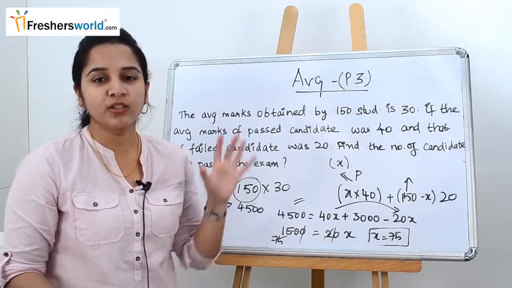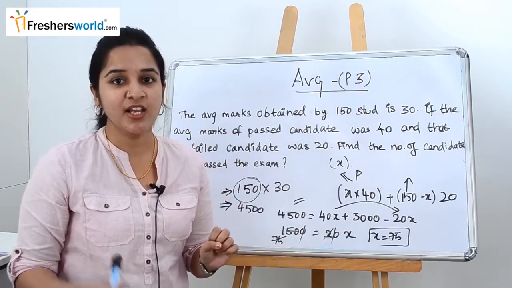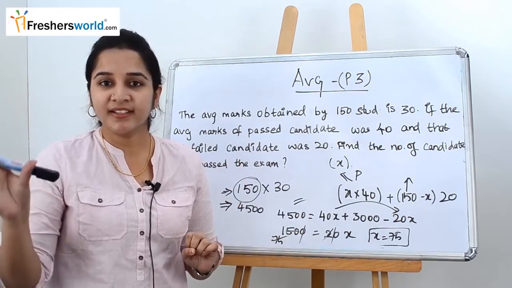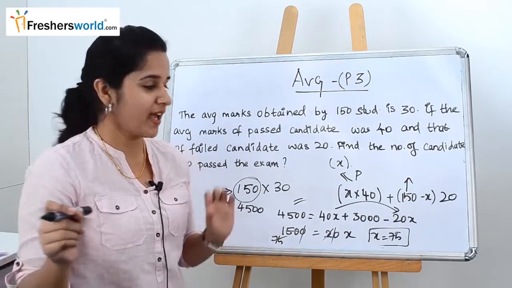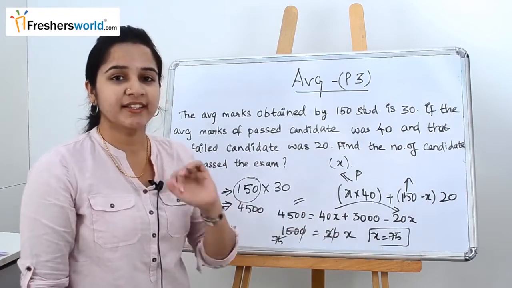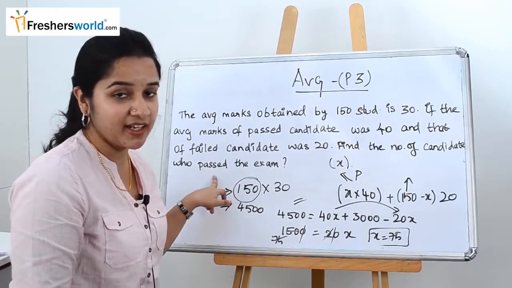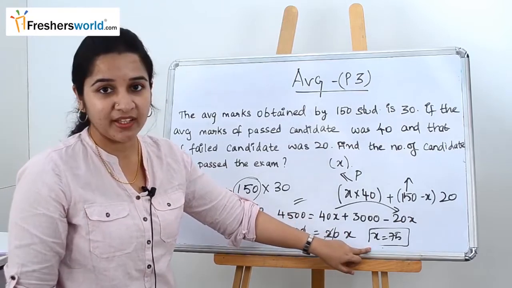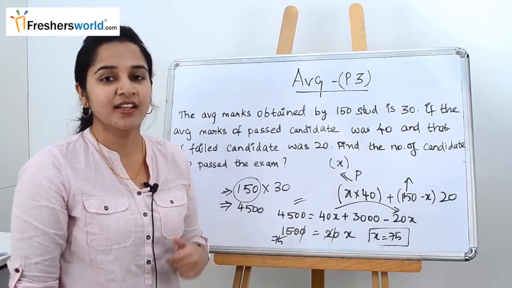So how did we do it? On the left hand side, you took the overall number of students and their average and equated it to the pass candidates and their average plus the failed candidates into their average. By solving the whole sum, you will find the value of x. In certain problems, instead of the pass candidates, they will ask you for the failed candidates. So after finding x, don't stop there. You have to find 150 minus x in case of the failed candidates. Let's go to the next sum.